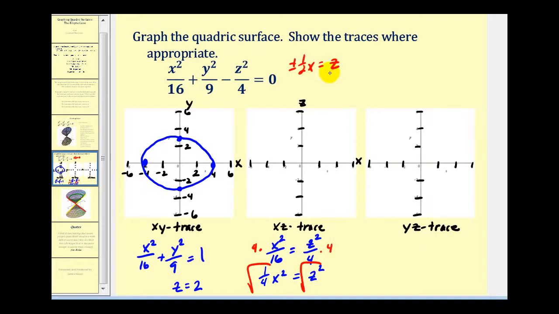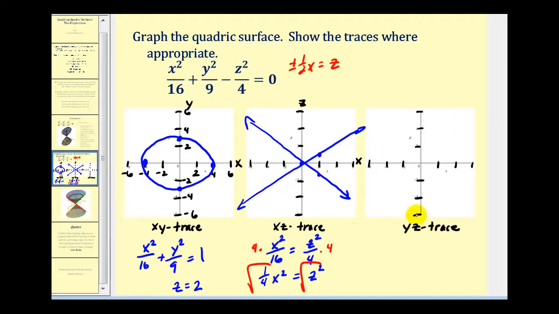So this trace will end up being two lines, one with a slope of positive 1/2, another line with slope negative 1/2. They both pass through the origin. So for a slope of 1/2, remember this is scaled by 2, we'll go up 1 and right 2. That's one line. And now we'll go down 1 and right 2 for the negative 1/2 slope. This would be the xz trace.